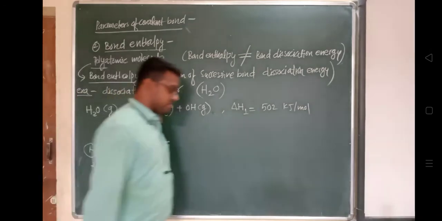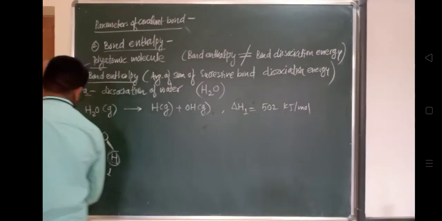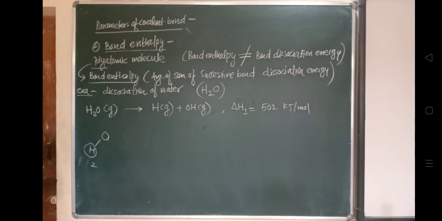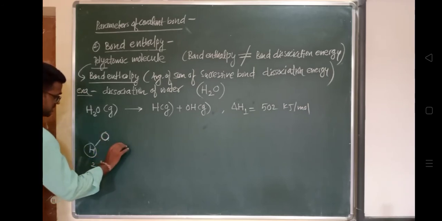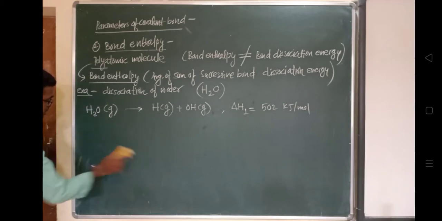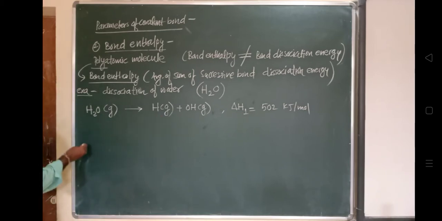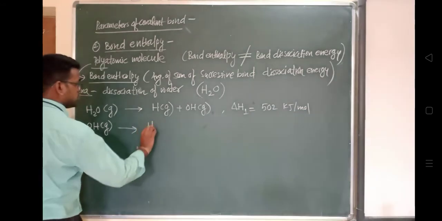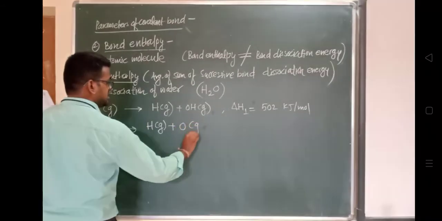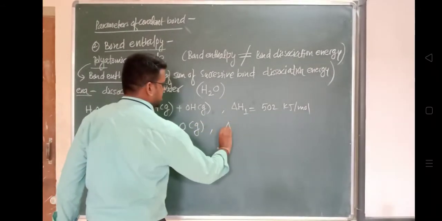And right now for this case delta H2, the amount of change in enthalpy, is 427 kilojoule per mole. So this is a very important parameter that you have to understand here. You look here, very first this is oxygen, this is hydrogen, and this hydrogen. So to break this very first bond between oxygen and hydrogen, it has taken the maximum amount of energy, that is 502 kilojoule per mole, in the very first step.